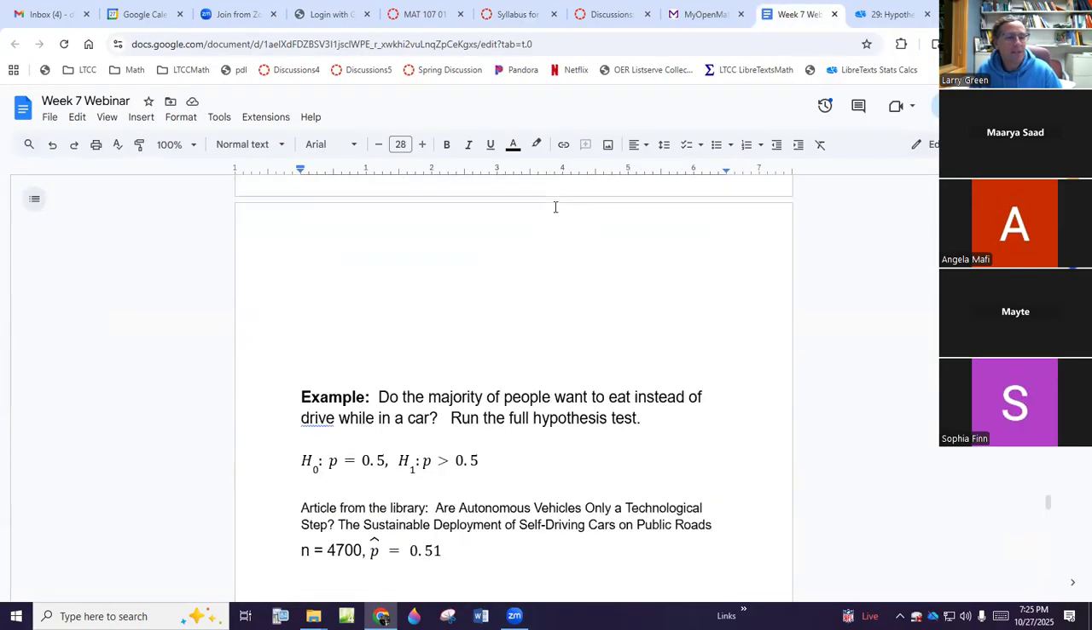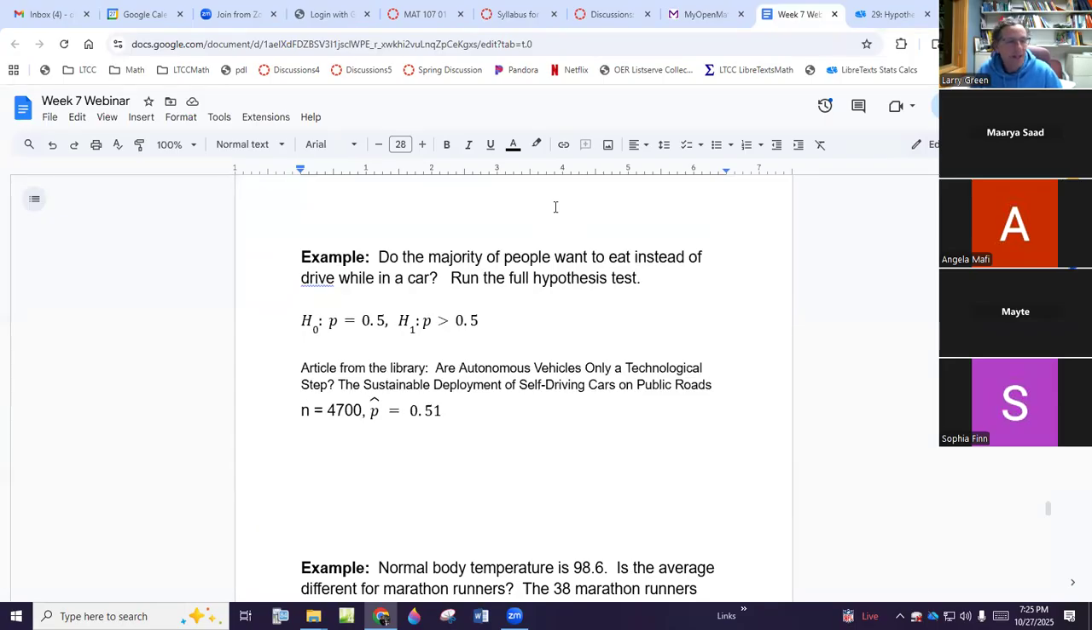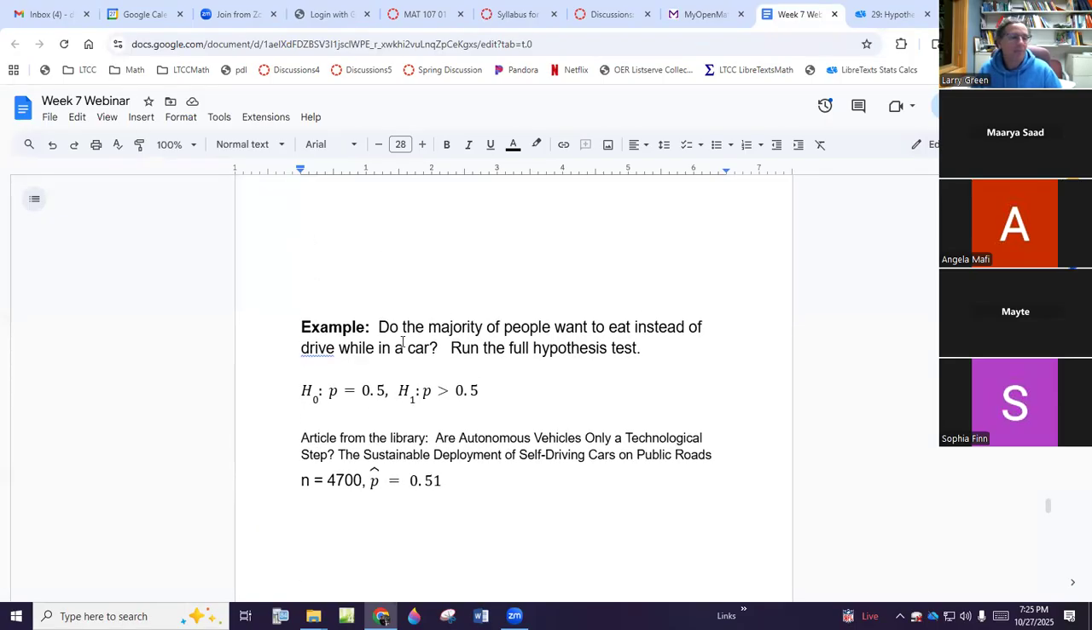So let's, how about this one? Do the majority of people want to eat instead of drive while in a car? Okay, this is something that I thought was going to happen a long time, I mean, already, and it didn't. But I thought by now we wouldn't be driving because hey, if you're alone in a car and you're hungry, can you just spend all your effort and all your concentration focusing on your dinner? Is that safe? What do you think?